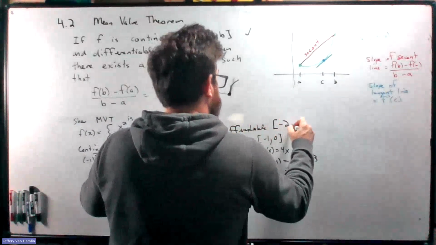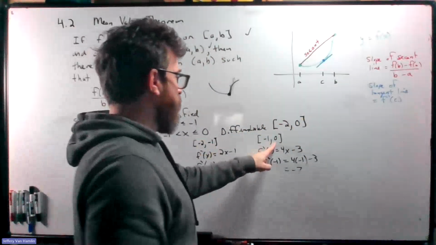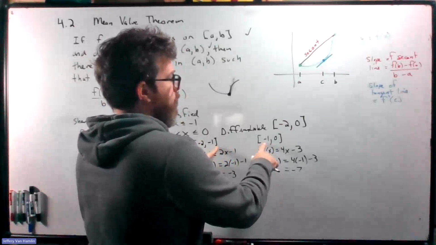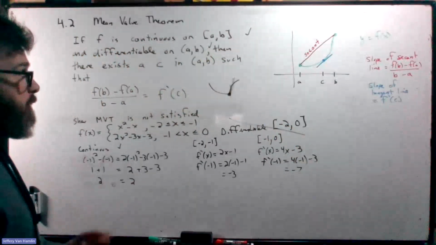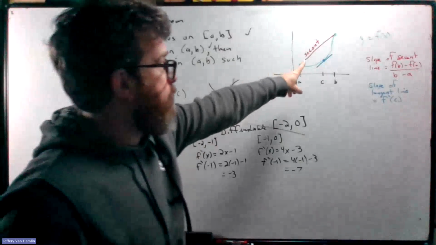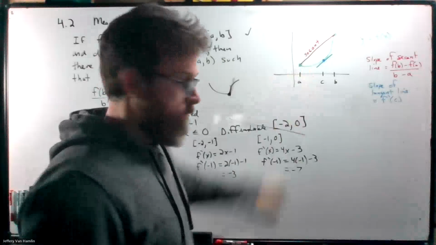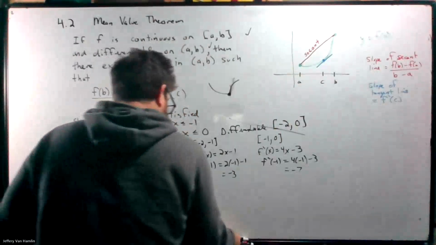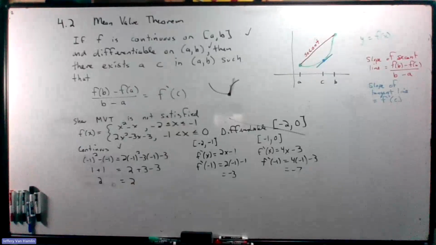So from -2 to 0, it's differentiable here. It's differentiable here, but it's not differentiable at that -1. So this is not differentiable on the entire interval. So that means this is not going to be satisfied. Well, it still possibly can be satisfied. I just can't guarantee it. There still might be a point there, but we cannot guarantee that there is one.